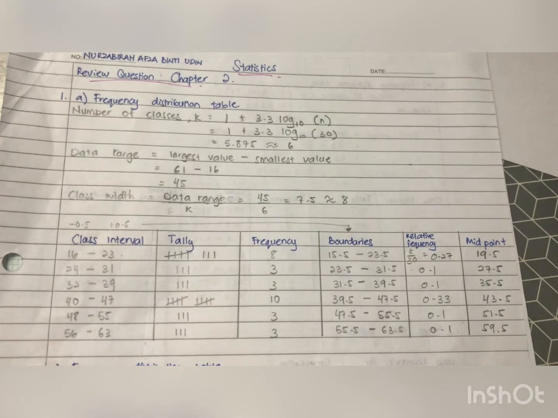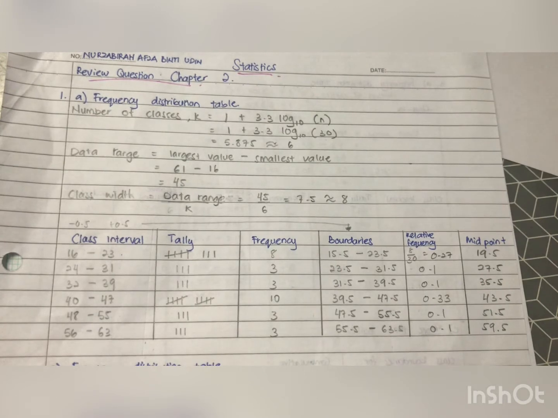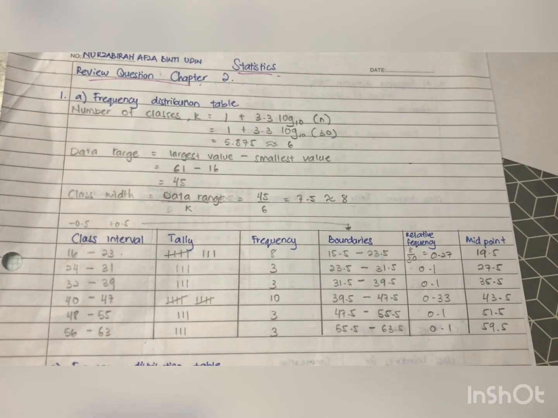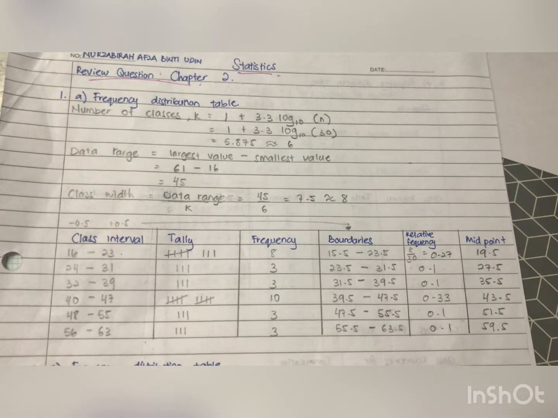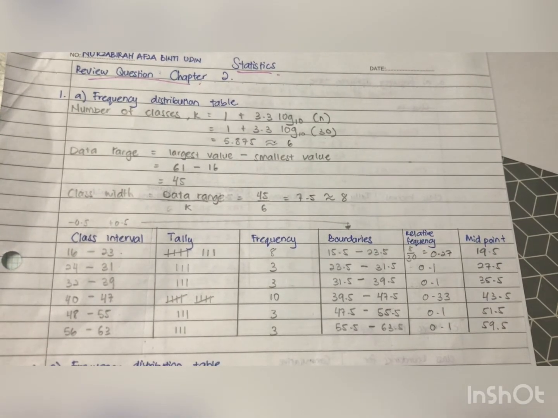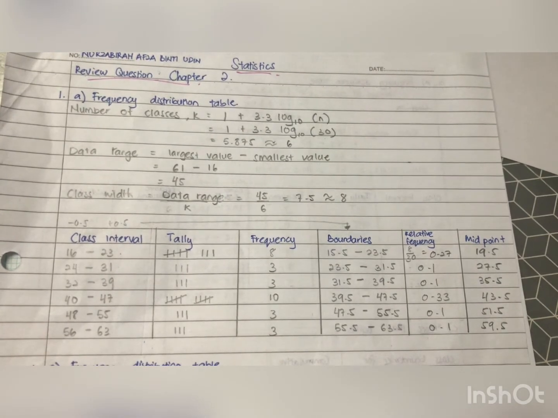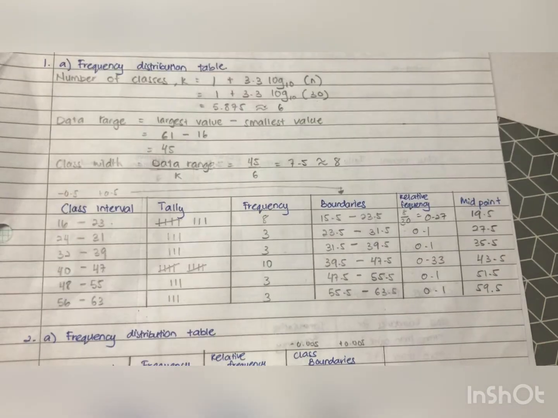So how did I get 31? I will use the same formula. Class interval equals lower value plus class width minus 1.0, and you will keep doing that until you reach the largest value for this question, which is 61.